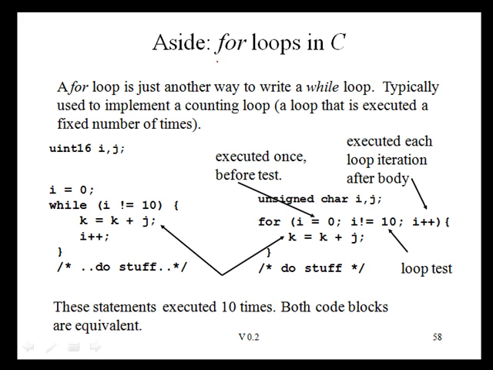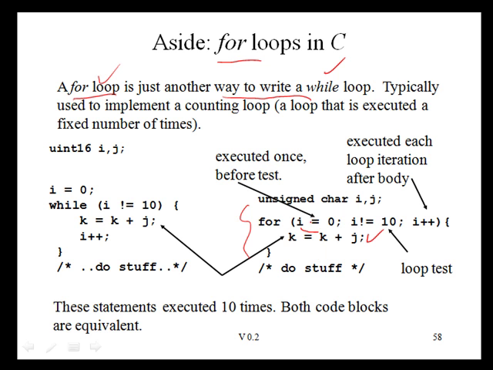So another common loop structure in C is a for loop. However, a for loop is simply a shorthand way of writing a while loop. If you know how to write the assembly code for a while loop, then you can always solve a for loop. So here's a typical example of a for loop. This is going to execute this statement 10 times.